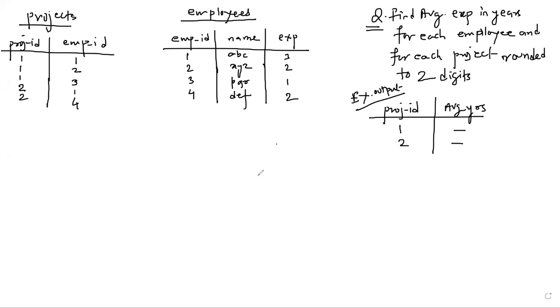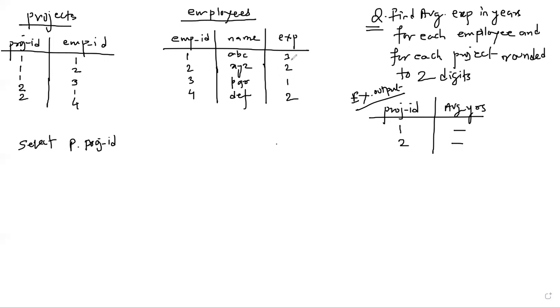So we'll start writing the query for this. First we'll write select what we require. So project ID, so p dot project ID, and we'll find the average years. So how to find average years? The years of experience is given in the employees table, so how do we find the average experience?